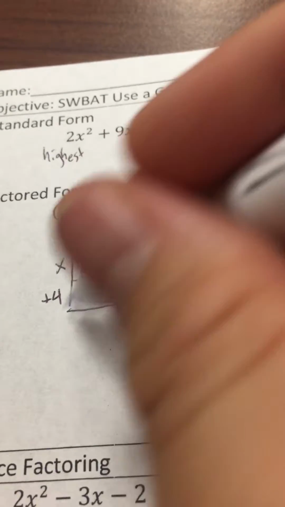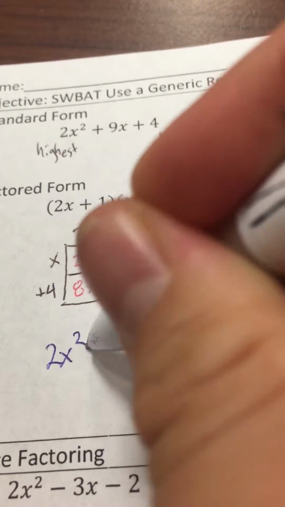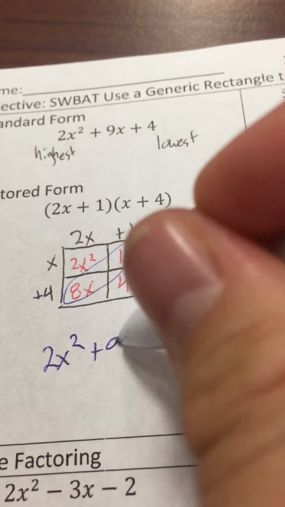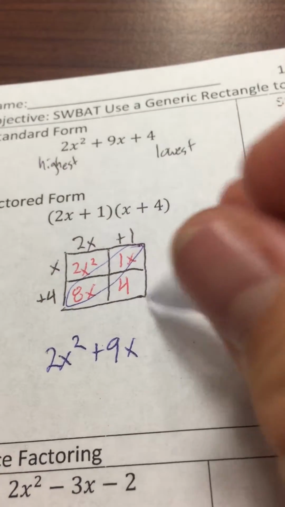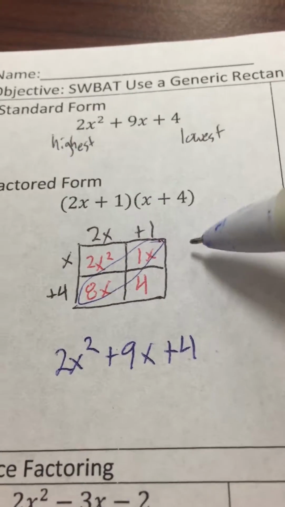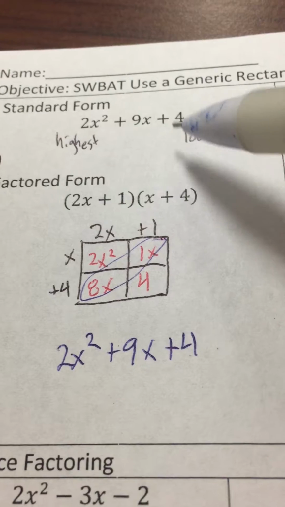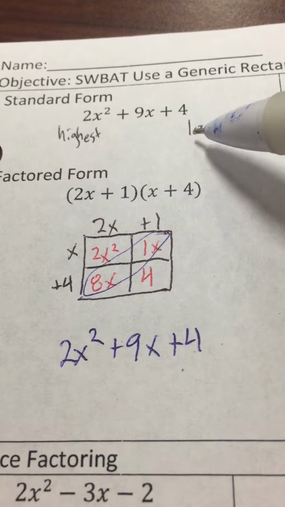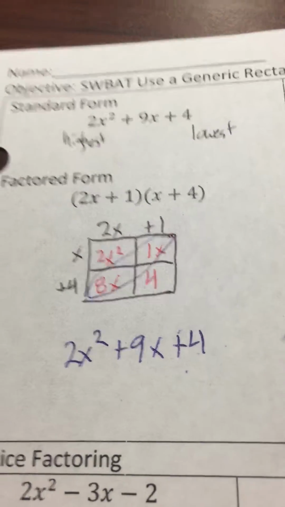Putting it all together, we have our 2x squared term. The 8x and 1x combine to give you plus 9x. And that's going to be plus 4. So we have our standard form here. So the idea between the standard form and the factored form is that they should be exactly the same. You should be able to go from one to the other.